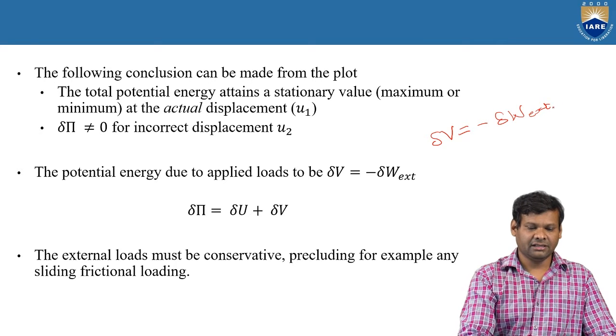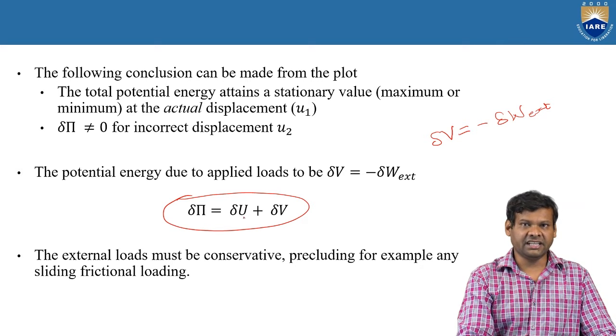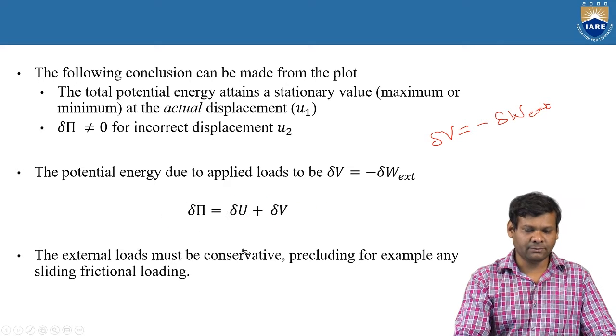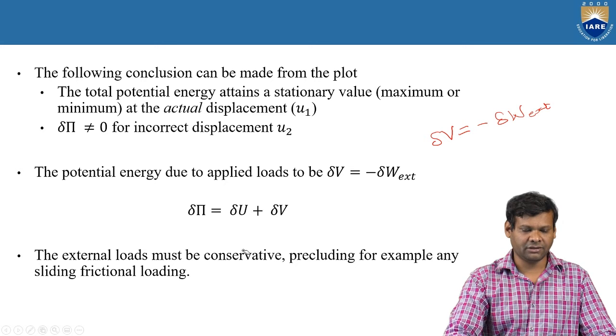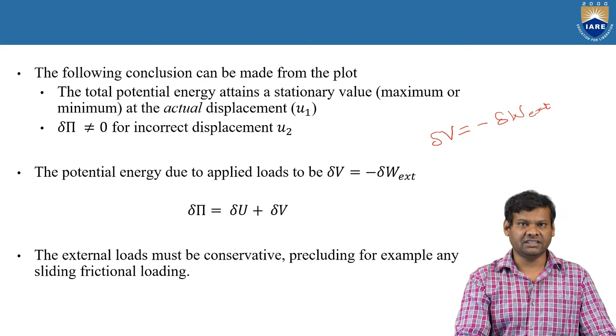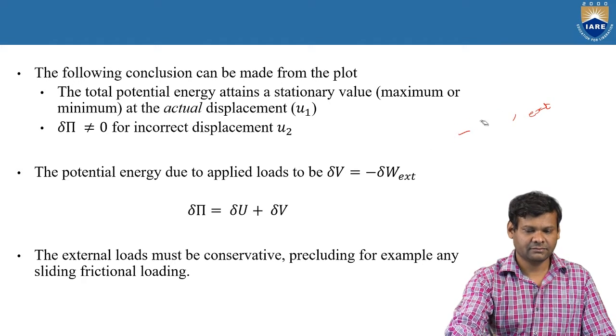And finally, del pi can be written as delta U, the strain energy of the system, plus delta V, so the total potential is the strain energy minus the work done on the system. The external load must be conservative, precluding, for example, sliding frictional loading. This force should follow the principle of conservation, and we need to include other forces like friction and other things.